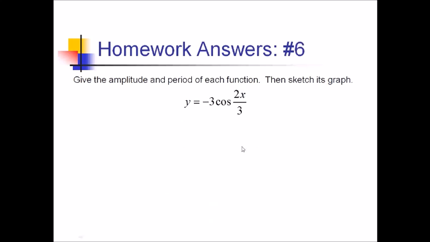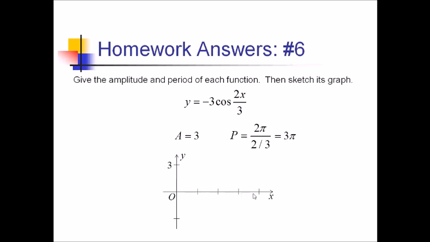For number 6, we have a positive amplitude of 3. And for the period, we've got 2 pi over the b value of 2/3. So this is a little tricky to do, but we can multiply by the reciprocal. So that'll be 6 pi over 2, which is 3 pi. Now let's graph it out. Our amplitude, our up-down value is 3. And then we've got a period of 3 pi.